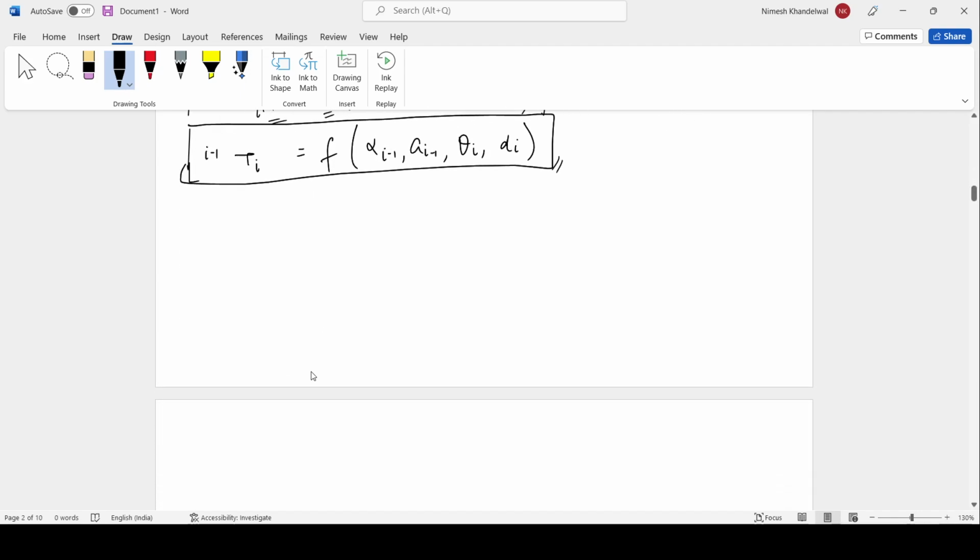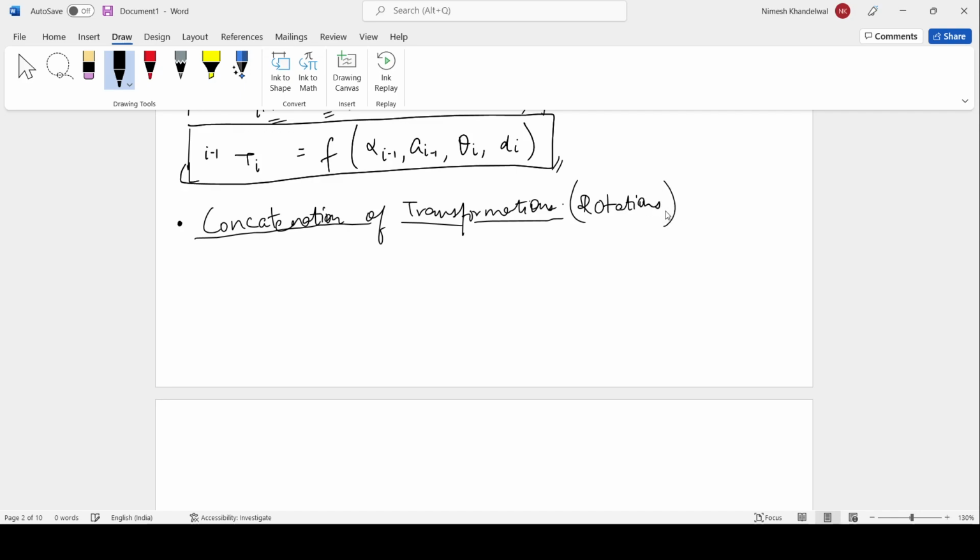Okay, so how we get this is, first of all, what we need to see is a very small concept called concatenation of transformations. So this is also useful in case of rotations, when you're dealing with either Euler angle or fixed angle rotations.